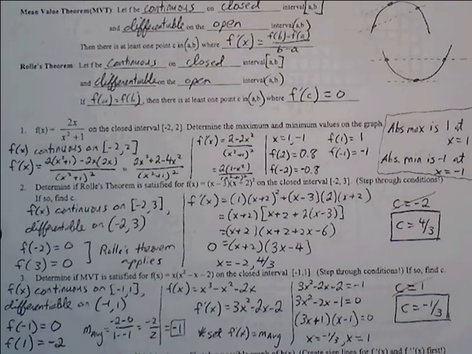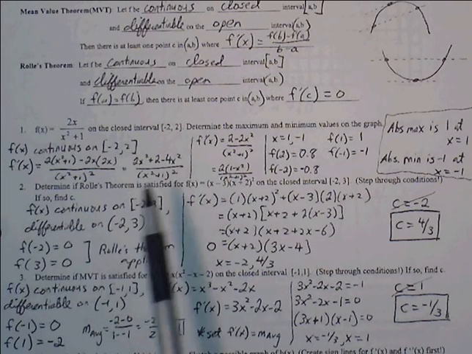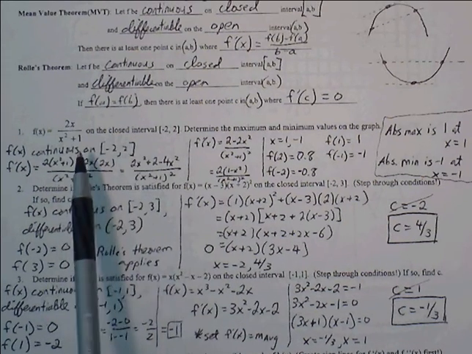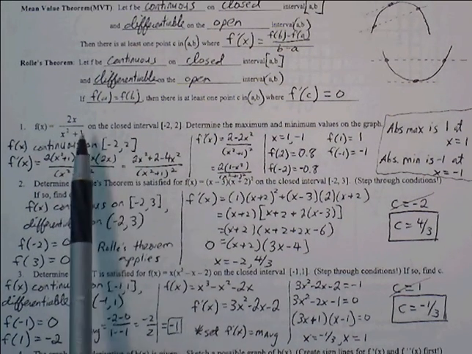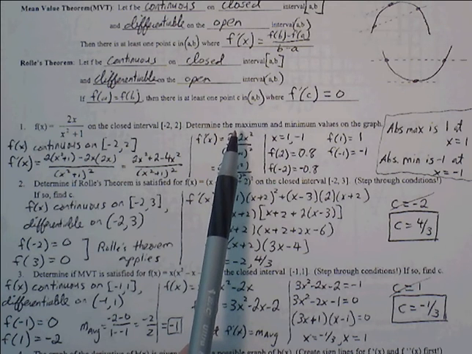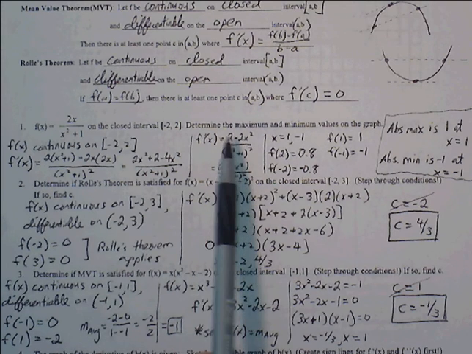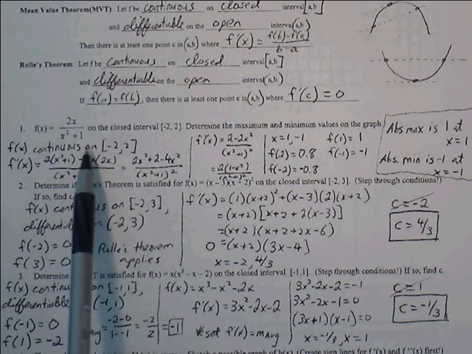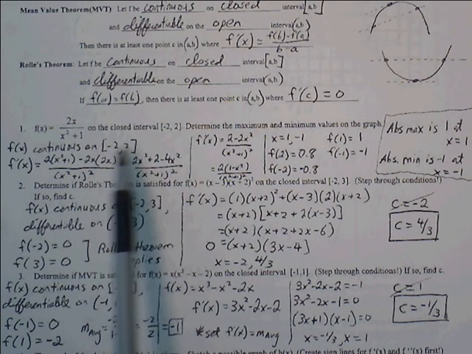All right, number one, we have a function here on the closed interval. Determine the max and minimum values. So we want to first confirm that the conditions are there to apply extreme value theorem. So we need to determine whether the function is continuous on the closed interval. It doesn't have to be differentiable, it just has to be continuous.